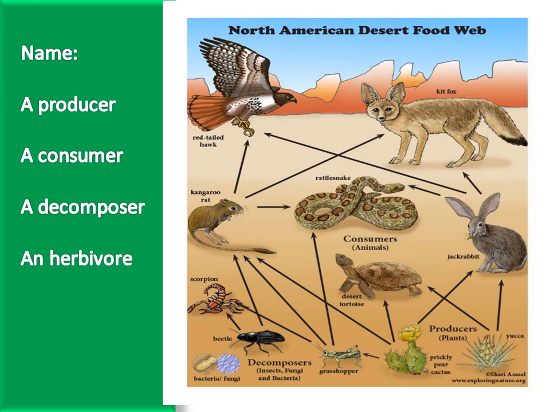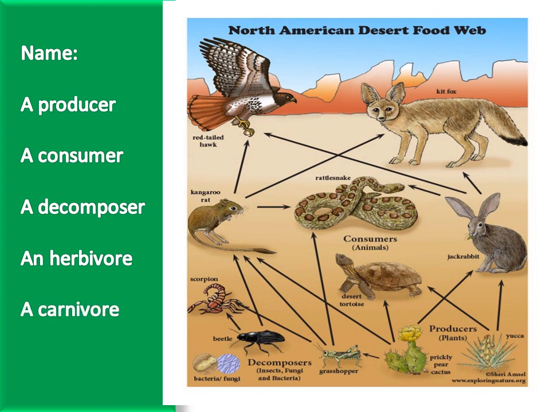An herbivore now. Who can name an herbivore? The jackrabbit is an herbivore because it doesn't eat anything except for the prickly pear cactus and the yucca. The desert tortoise also is an herbivore. Can we say that the kangaroo rat is an herbivore? No, because it eats the prickly pear cactus and the grasshopper. And it also eats the beetle.